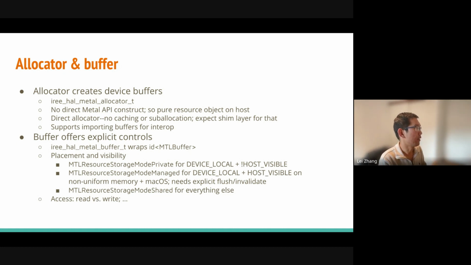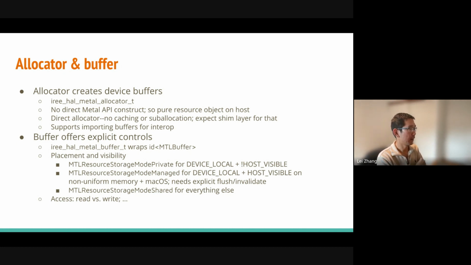Again, as said, the current implementation on the Metal side is just a direct allocator, with no caching and sub-allocation. So it's pretty simple. If you ask for a buffer, it will create a new buffer for you and not do anything smart there. The allocator supports importing buffers for interoperation with other systems. Now, exporting buffers hasn't been implemented.